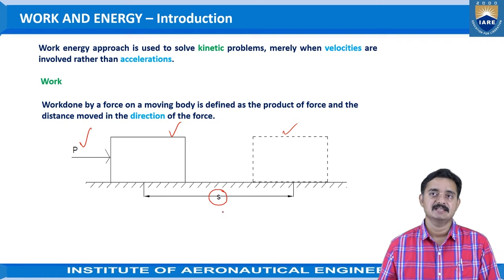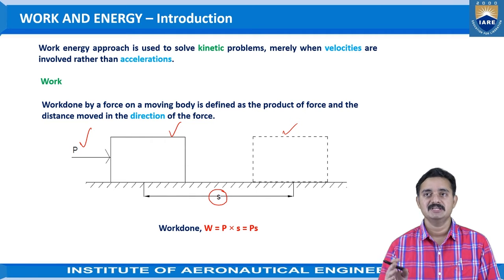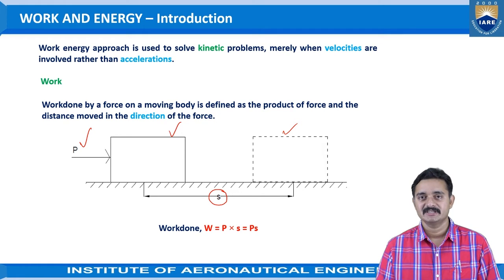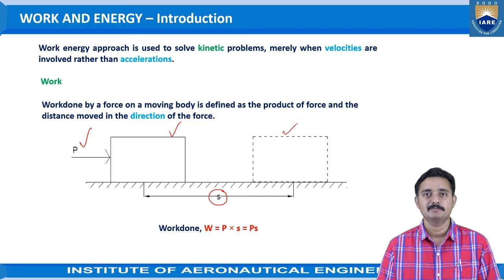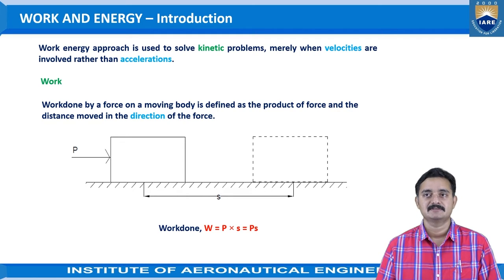So here we can say that the work done can be treated as P, that is the force applied, into S. And S is the distance to which the object has moved, and that movement is also in the direction of the force. The displacement or distance that we consider here is perfectly in the direction of the force. The distances will be considered in the direction of the force alone. So the work done equation can be given as W is equal to P S.